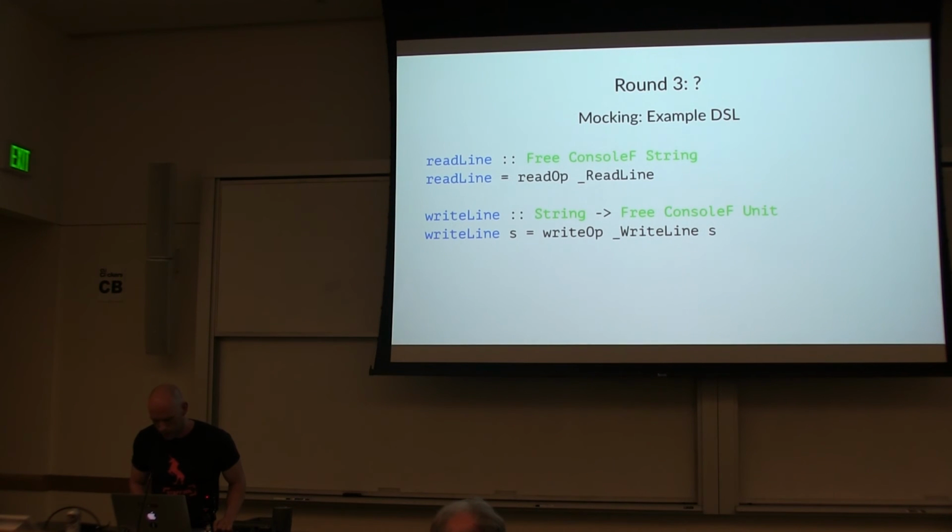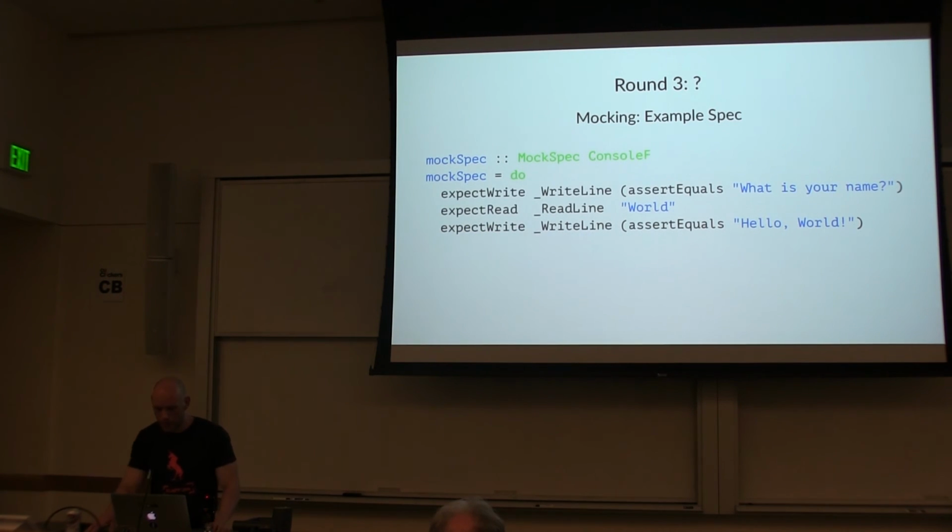And here are little helpers that allow you to read and write little programs in ConsoleF, free programs in ConsoleF. And finally, I can give you an example specification. So this is my example specification. I'm going to expect a write line, and I'm going to verify that it equals "what is your name". And then I'm going to expect a read line, and I'm going to provide "world". And then finally, I'm going to expect a write line that verifies the result is equal to "hello world". So what is this? This is an interactive program that's going to write a line of input saying what is your name. I'm going to type my name in, and it's going to spit out hello world.